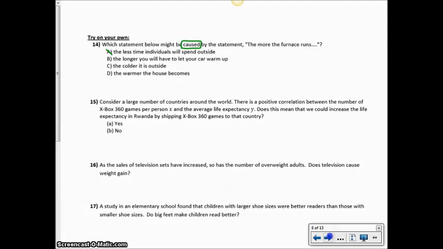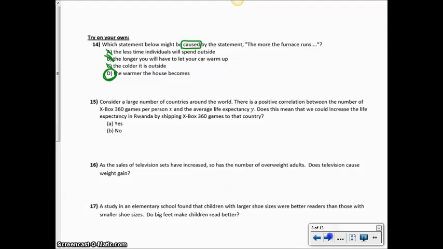So the more the furnace runs, the furnace is your heater. So the more the heater runs, then it's definitely probably colder outside. So you might want to let your car warm up longer, but it definitely doesn't cause it. So the more the furnace runs, the colder it is outside. So does the furnace running make it cold outside? Definitely not. So then the more the furnace runs, the warmer the house becomes. That's definitely something that's going to cause it, because if you leave your heat on, then it's going to get hotter.